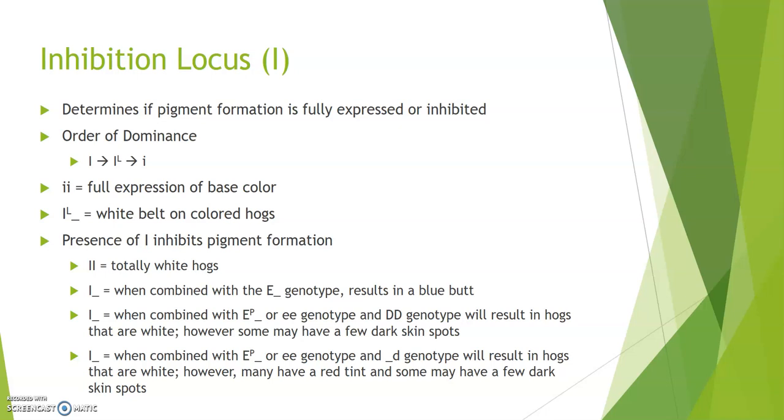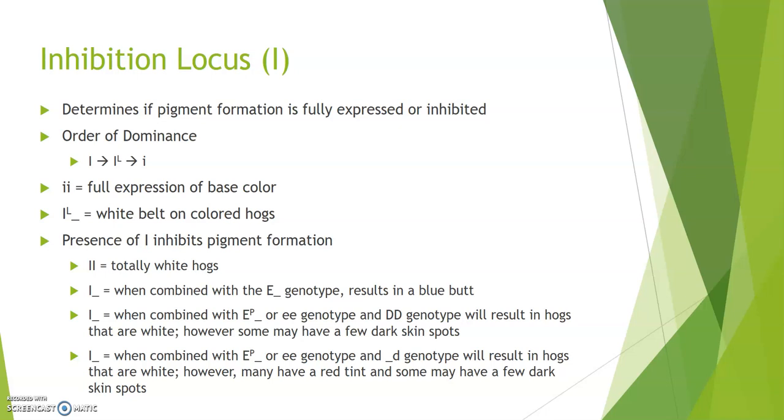So in the next 3 options here, you're going to see this is dealing with all I heterozygotes. So basically, big I, little i, or big I, I super L. Okay, so the first one is fairly simple. Whenever you have a heterozygote of the large I and you combine it with the E genotype, so it can be a big E, little e, big E, E super P, but regardless, there's a blank there for a reason, so you guys know it doesn't matter what's sitting there. But when combined with that genotype, it's going to give you a blue butt.